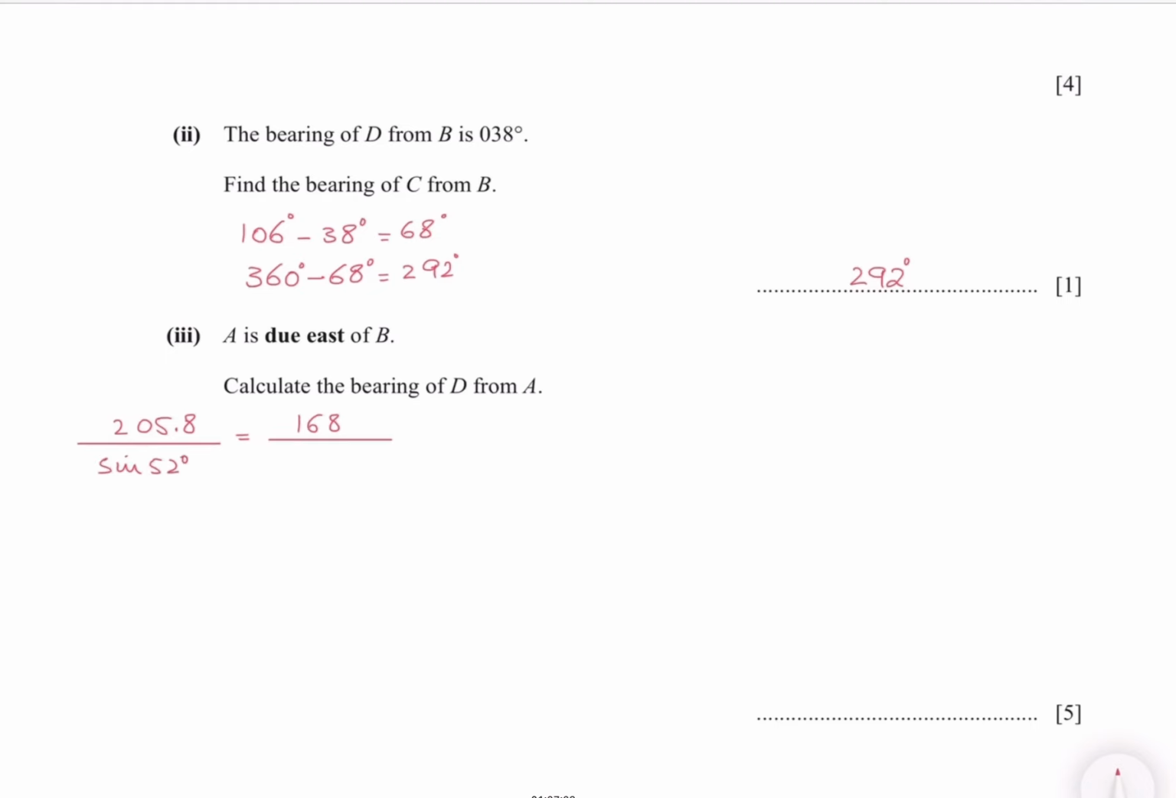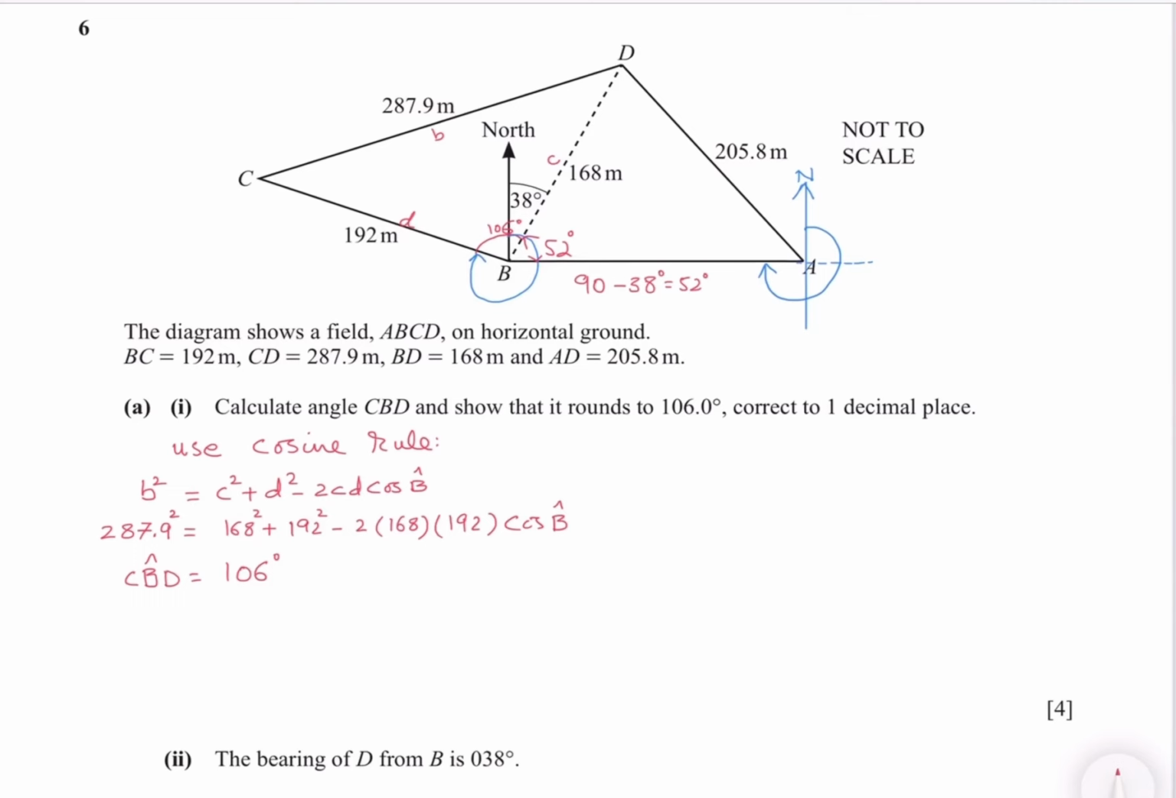205.8 over sine of 52 equals 168 over sine of A. Cross multiply and you get sine of A is equal to 0.64, and A is sine inverse of 0.64, so angle A is 40 degrees. Your angle A is 40 degrees here. Now we have to find the bearing. So 270 is your blue line. You add 40 to that 270 and you will get the bearing.